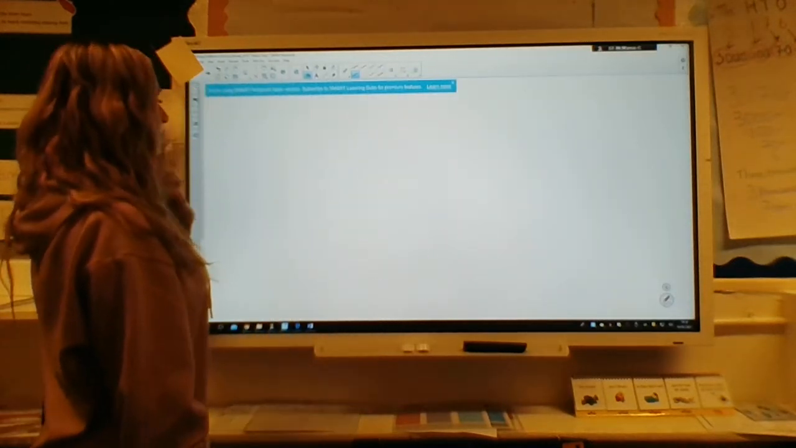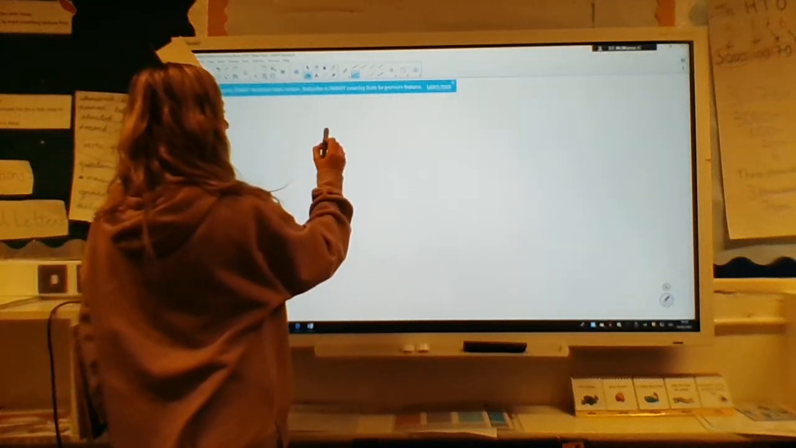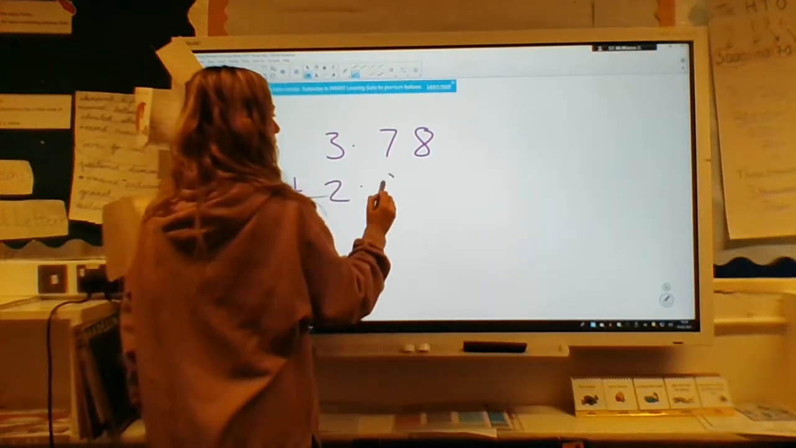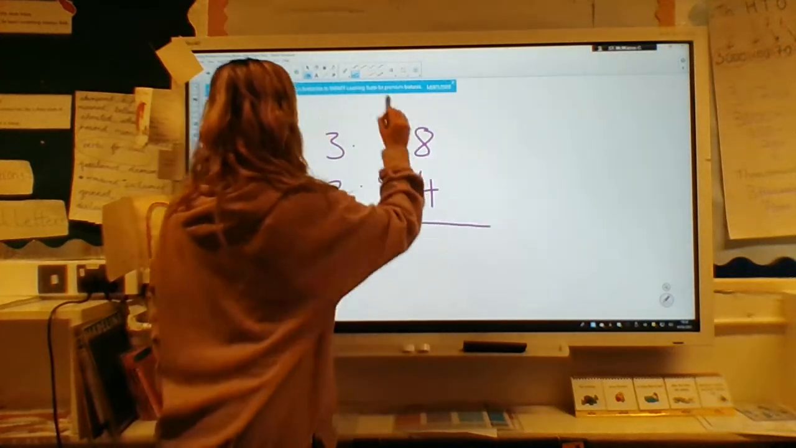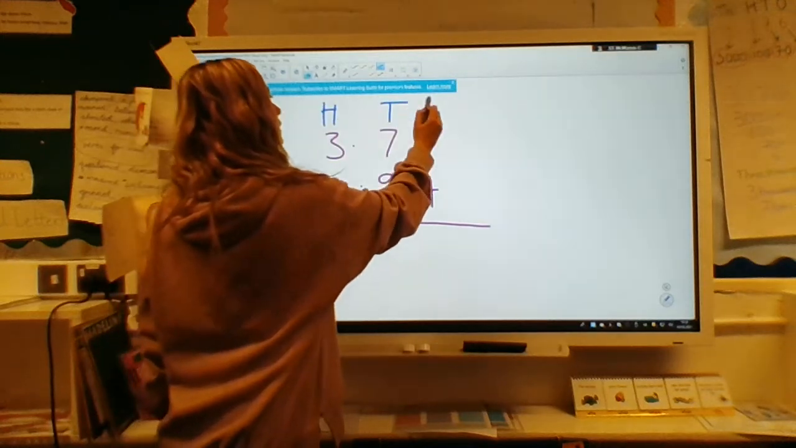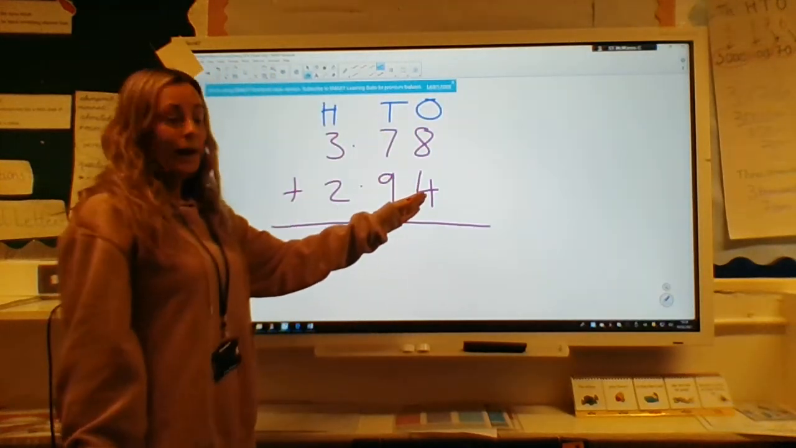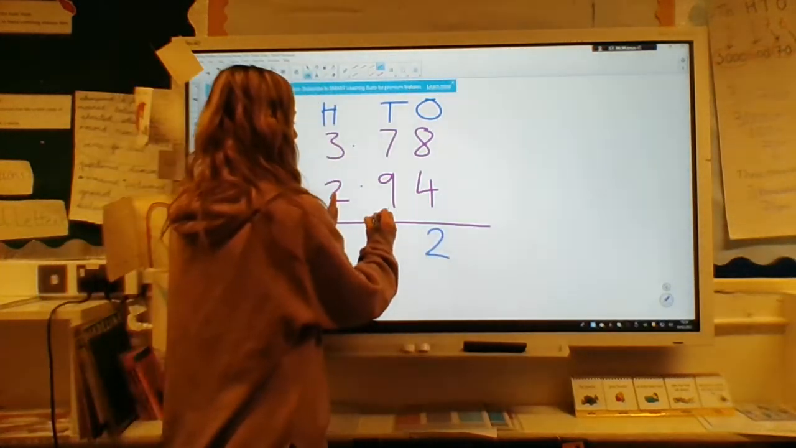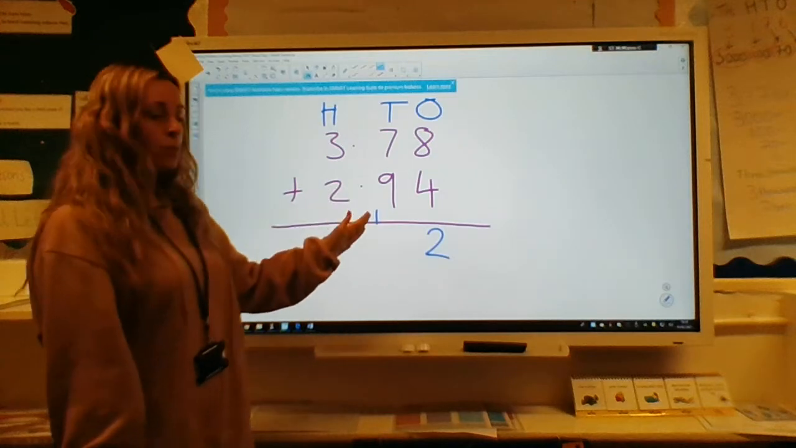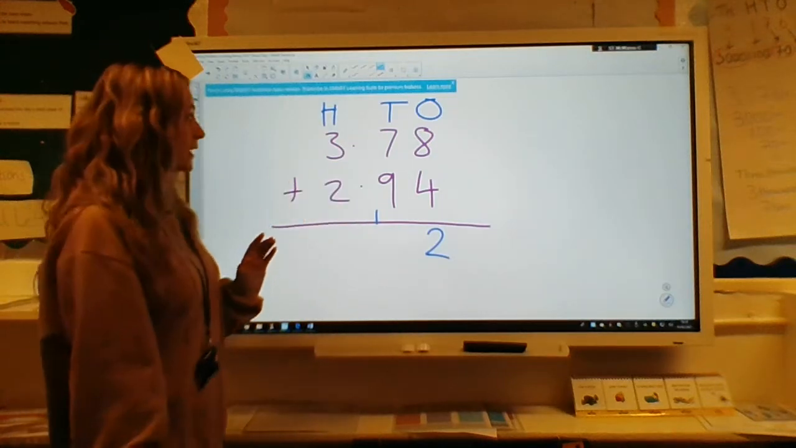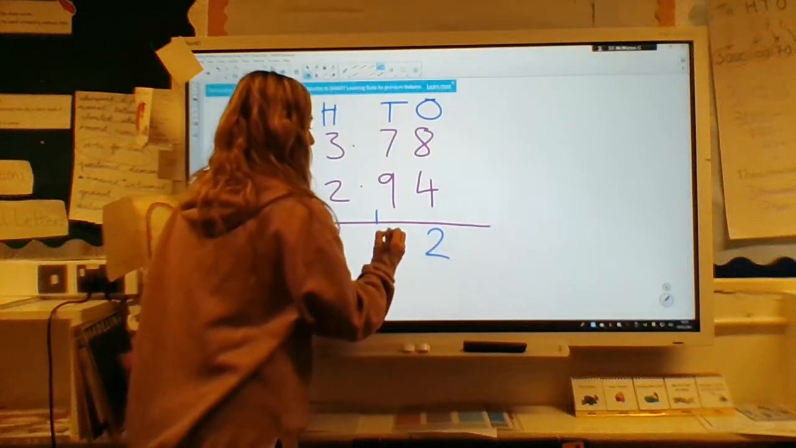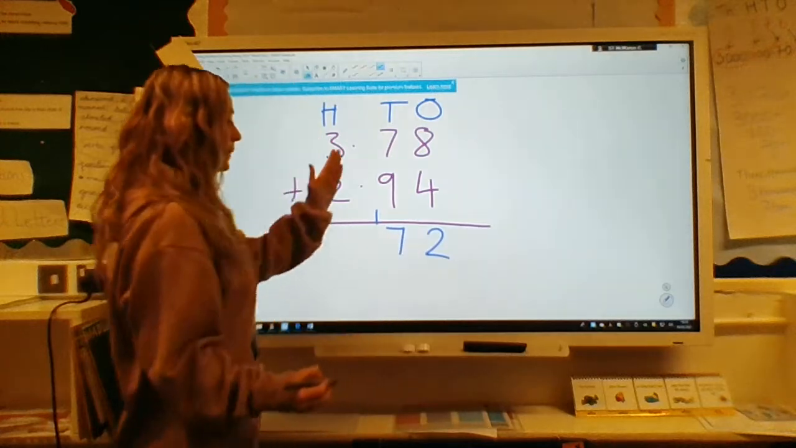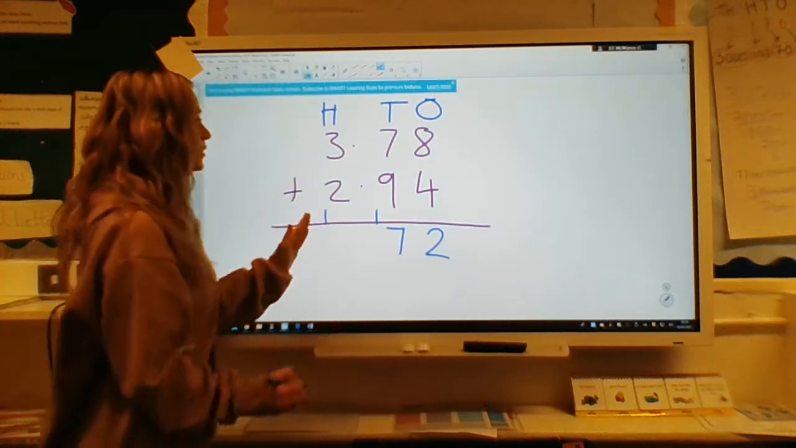If it was two other amounts of money, so say it was £3.78 add £2.94, again the place value, then 8 add 4 is 12, so you put the 2 in the ones column and you carry the 10 over into the tens column, don't you? Then 9 add 1 is 10, add the 7 is 17. So you put the 7 in the tens column, because it's actually 170 because it's in the tens column, and carry the 100 over into the hundreds column.